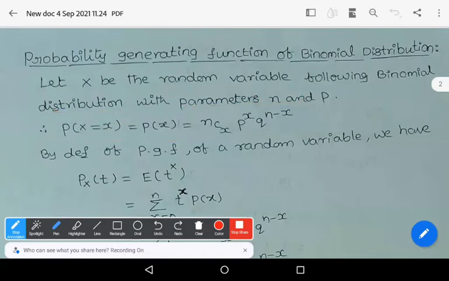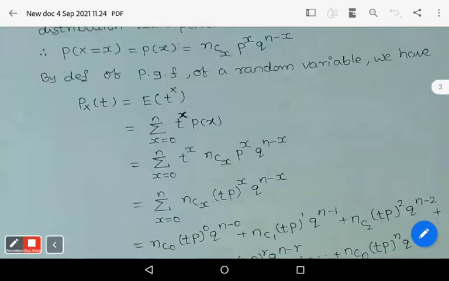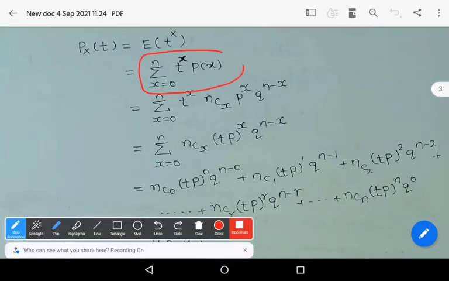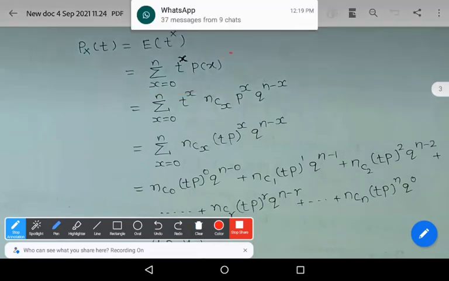Now the PGF of a random variable is given by P_X(t) = E(t^X). The expectation of t^X is nothing but the summation over x from 0 to n of t^x P(x). What is P(x)? It is the probability mass function of the binomial distribution.